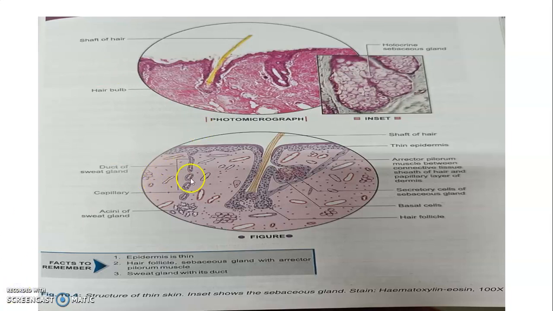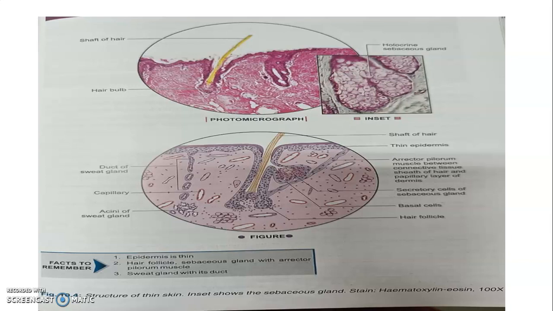The sweat glands are of two types, eccrine and apocrine glands. The eccrine glands are tubular coiled glands. They consist of clear cells and dark cells. The dark cells secrete mucus, whereas clear cells secrete watery fluid. The secretory acinus is surrounded by myoepithelial cells.